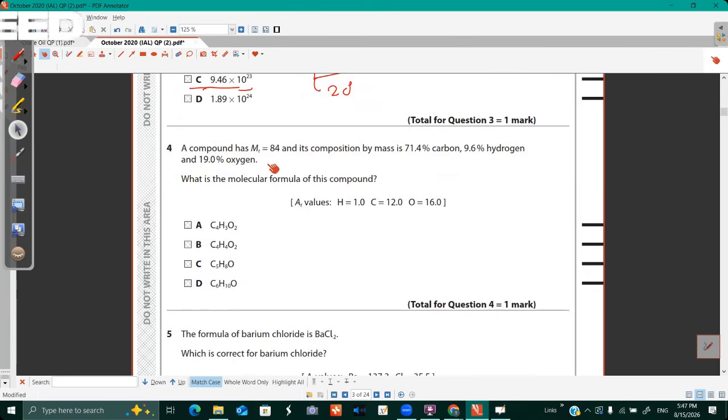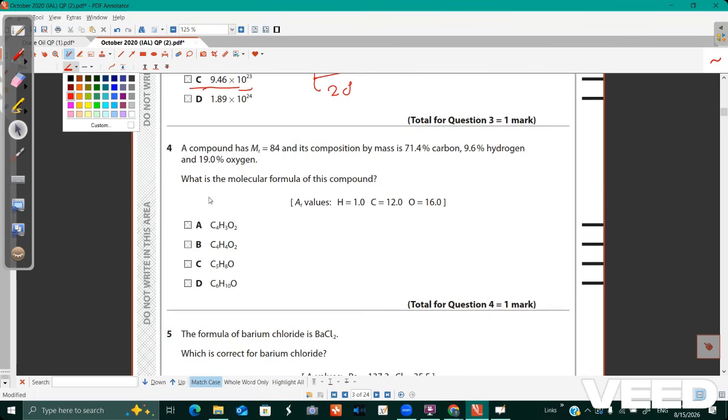A compound has MR 84 and its composition by mass is 71.4% carbon, right? These are bread and butter questions. They are asking for the molecular formula. First of all, you have to find the empirical formula. To find the empirical formula on the paper itself, divide by 12, divide by 1, divide by 16.